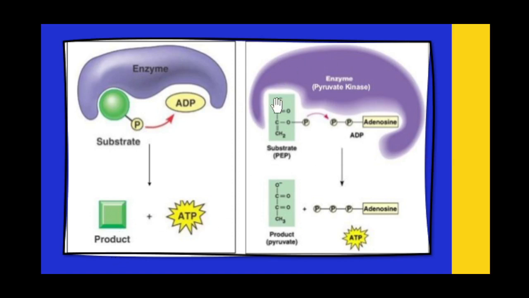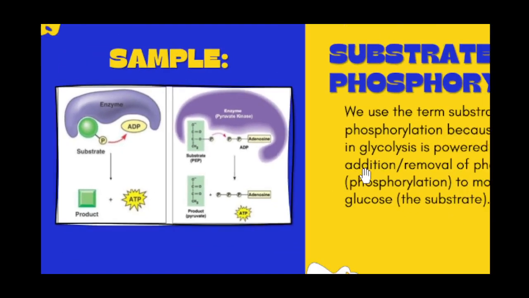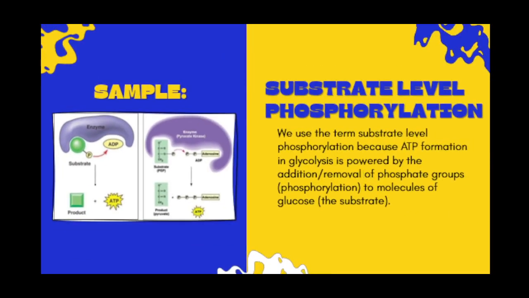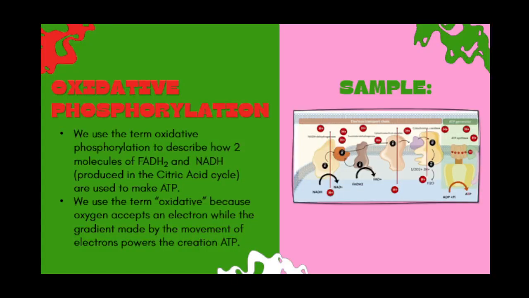This one over here is an example with the enzyme pyruvate kinase, and we have our substrate PEP. Then we have our ADP here. After the phosphate group is transferred, we have this ATP and the product is called pyruvate now. Okay? So the next one is called oxidative phosphorylation. This is what happens on the last step of cellular respiration.